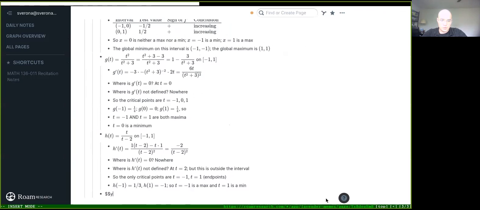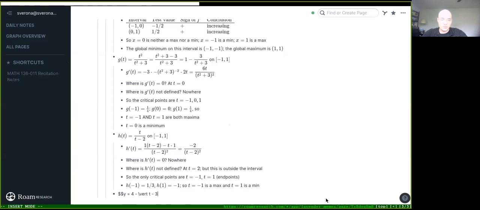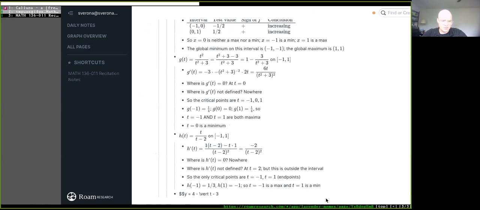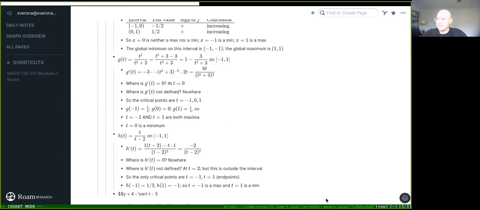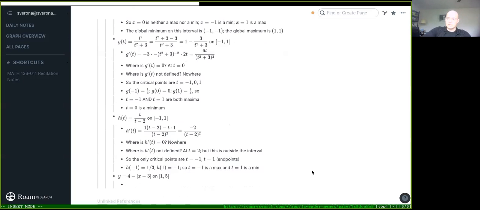y equals 4 minus absolute value of, let's say t. No, I'm sorry. I'm going to make this an x because that's no good. Okay. So this one kind of throws you for a little bit of a loop, because what I've done with every previous problem is take the derivative first, right? Well, how do you take the derivative of absolute value? That's not one of my basic rules, really. It's a little bit more subtle.